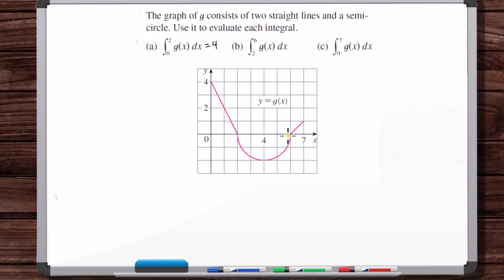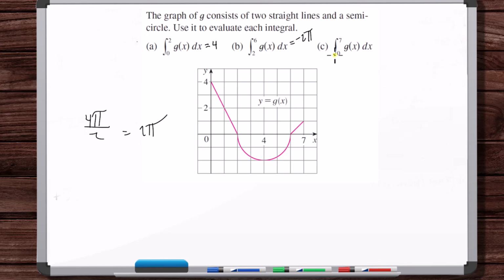From 2 to 6. That's just the area of this semicircle, but since it's in the negative region, it's below the x-axis, it's going to be a negative. The area of this semicircle, but negative. So this is a circle of radius 2. So pi r squared, so 4 pi, but divided by 2, because it's half a circle, so 2 pi, but negative. Negative 2 pi. That's it.